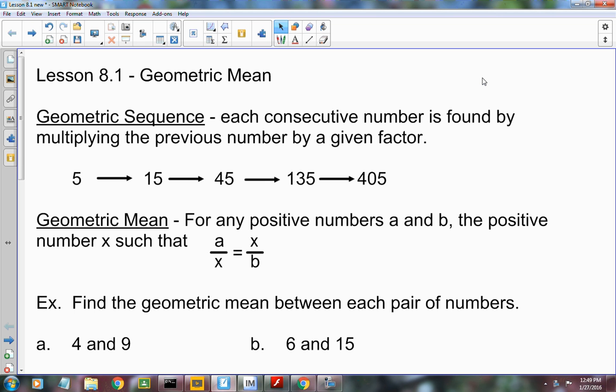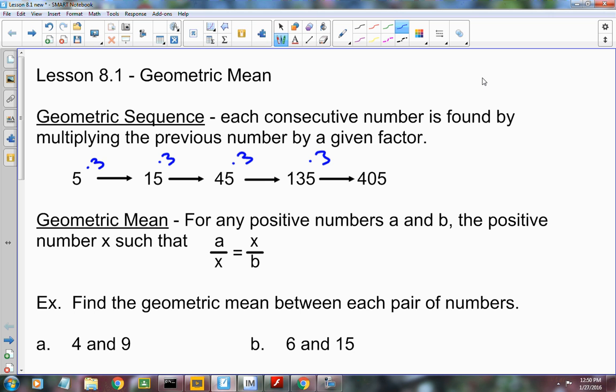Now, before I tell you how to use geometric means, I want to tell you what a geometric mean is. A geometric mean comes from a geometric sequence. A geometric sequence is when each consecutive number is found by multiplying the previous number by a given factor. So what's happening in this pattern? You're multiplying everything by 3, right? And so that's a geometric sequence.